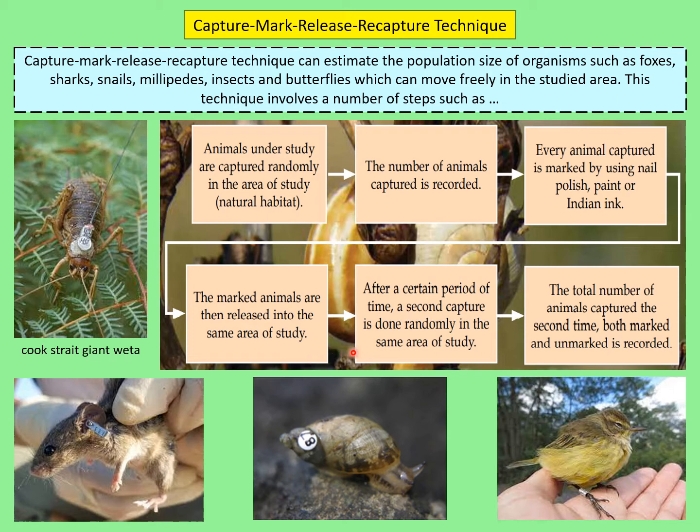After a certain period of time, a second capture is done randomly in the same area of study, and then the total number of animals captured the second time, both marked and unmarked, is recorded. So this is how we mark the animals in our study area.